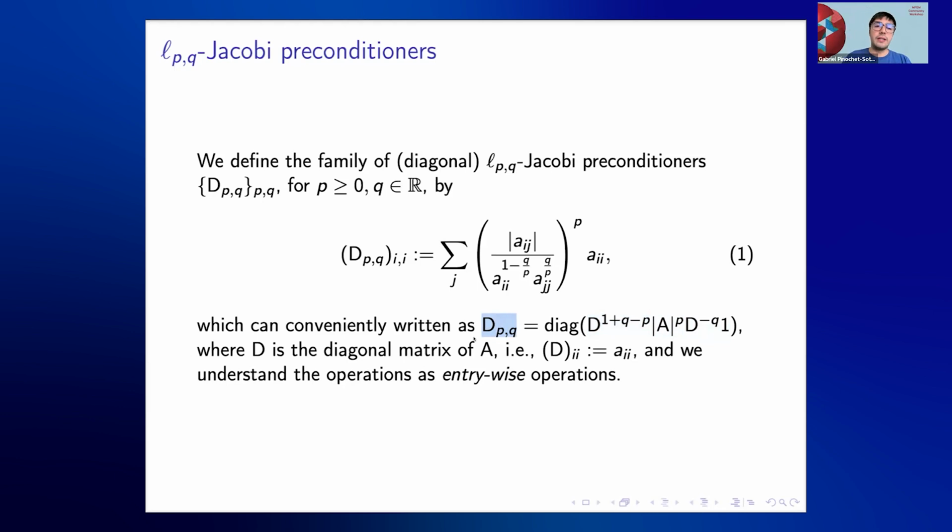matrix. Why this formula? It's mainly based on modifying the exponent that we would use in the case of L1 Jacobi, and these weights are based on that Cauchy-Schwarz inequality I showed you early on.